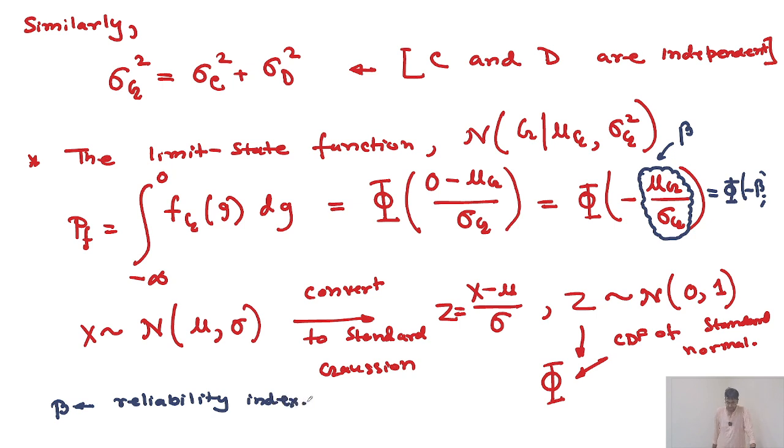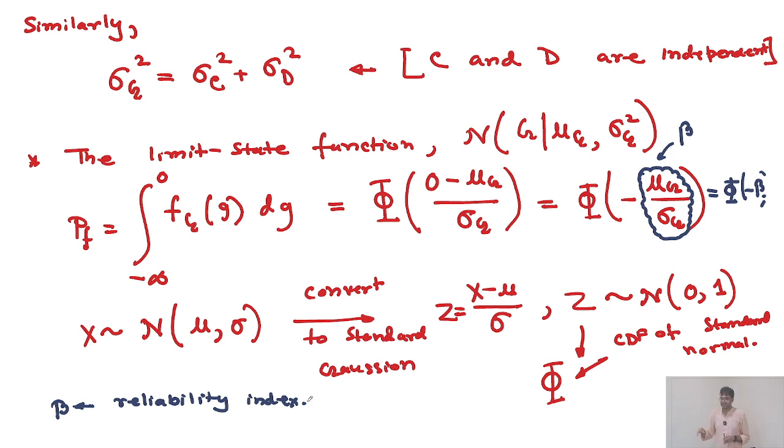Now, any idea why it is called reliability index and not failure index? Because I am calculating probability of failure, but I am calling it reliability index and not failure index. Why? Because of the negative sign. Correct. If the negative sign was not there, I would have called it failure index. But because of the negative sign, I know that the higher the beta, the lower the probability of failure, the safer my system. So an increase in beta indicates an increase in reliability or a reduction in probability of failure.